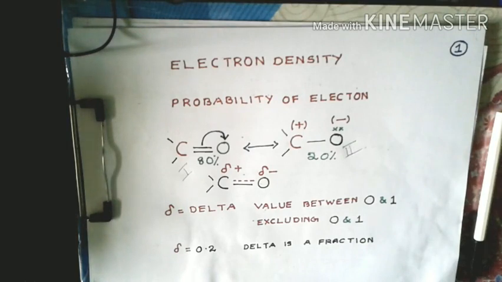Now let us see what is the electromeric effect. Before that, we should know what is electron density. Now an orbital is a collection of points obtained by plotting a graph between probability and distance of the electron from the nucleus.